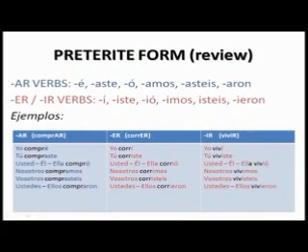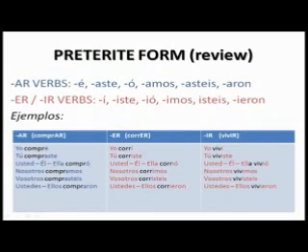Here are the endings for the preterite form. First of all, the AR verbs. Aste, o, amos, asteis, aron. And now the ER and IR verbs, which are exactly the same in all past tenses. Iste, yo, imos, isteis, ieron. And here's an example of a complete verb in all three cases.